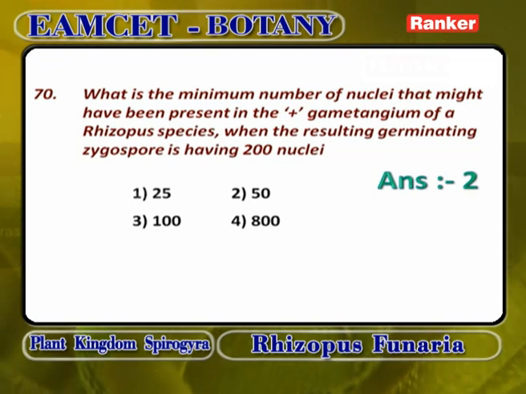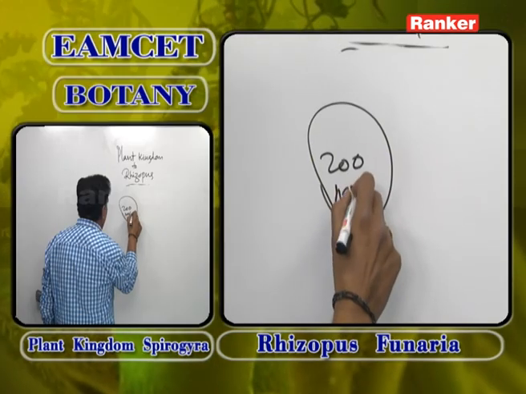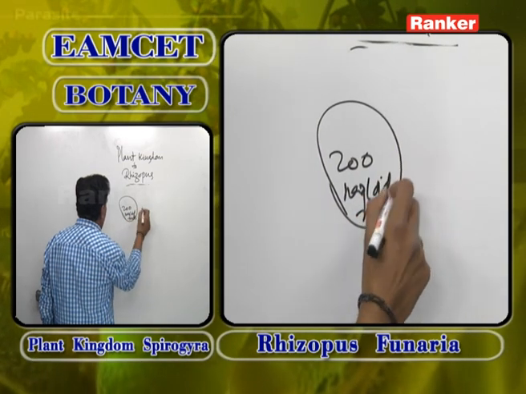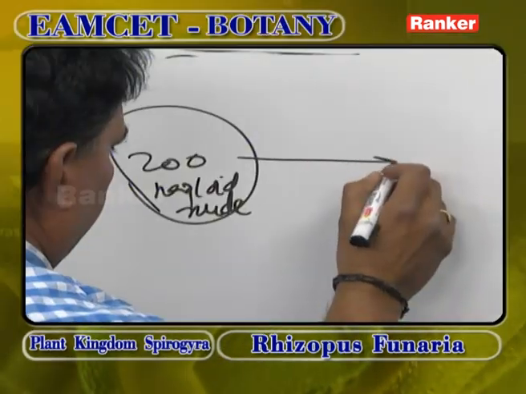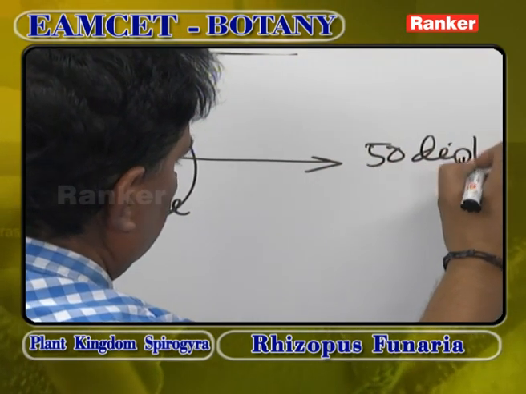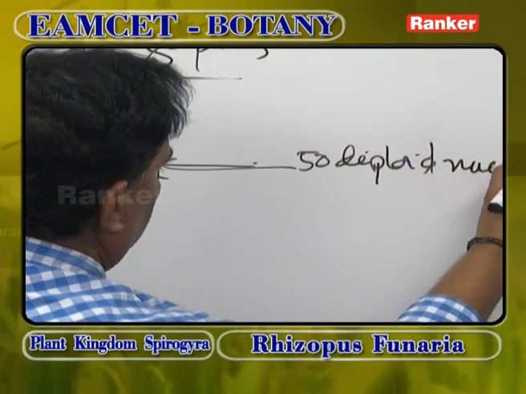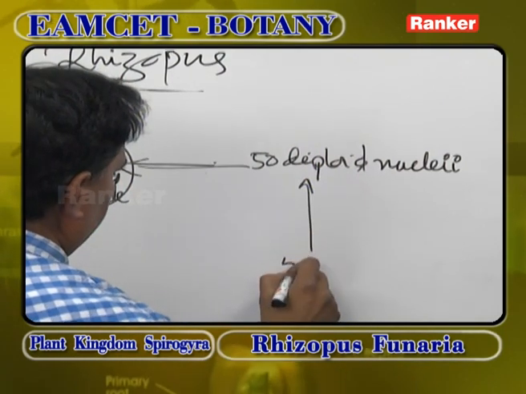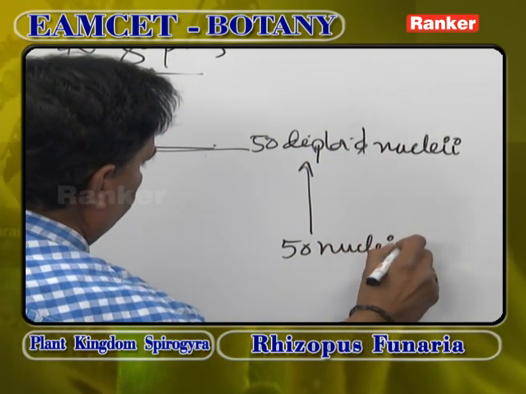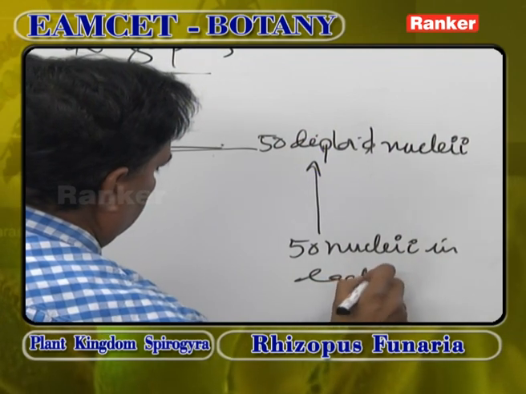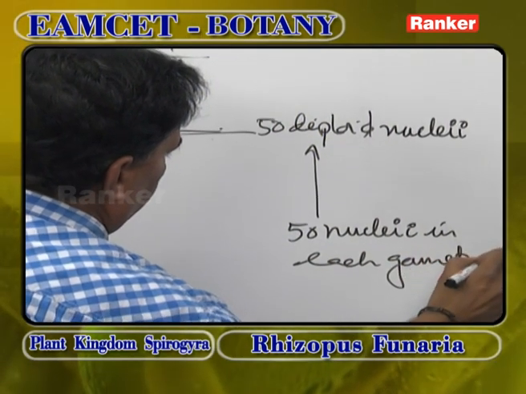What is the minimum number of nuclei that might have been present in the plus gametangium of a Rhizopus species when the resulting germinating zygospore has 200 nuclei? So, the resulting zygospore has 200 haploid nuclei. We have to do it in reverse order. 200 haploid nuclei means 50 diploid nuclei. 50 diploid nuclei means 50 haploid nuclei in each gametangium.